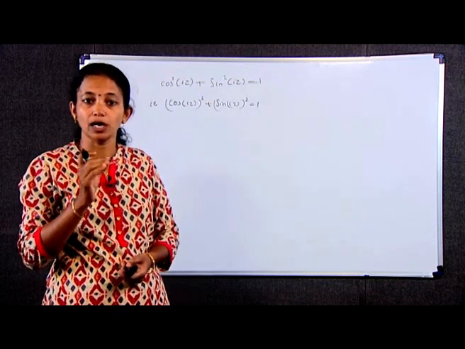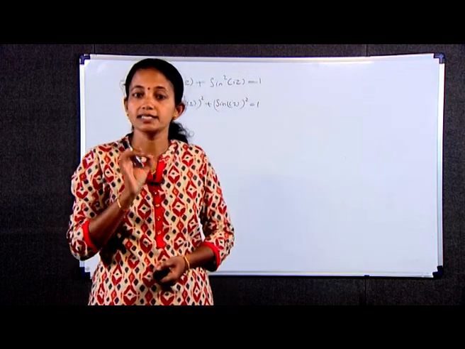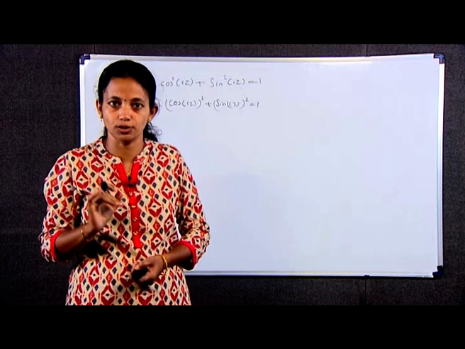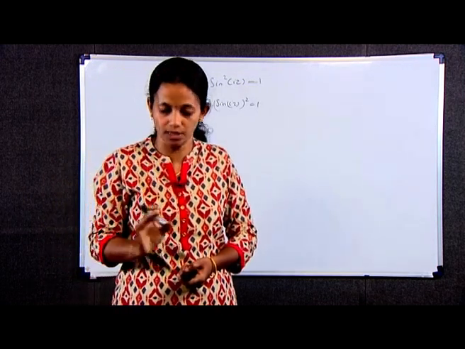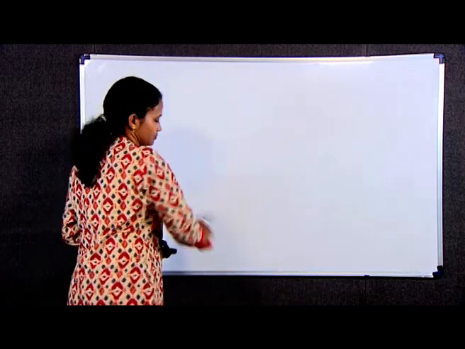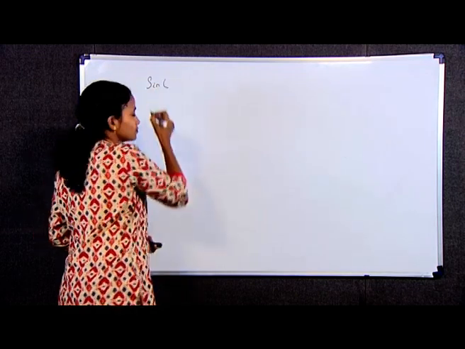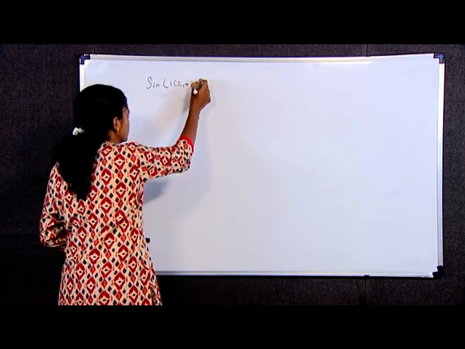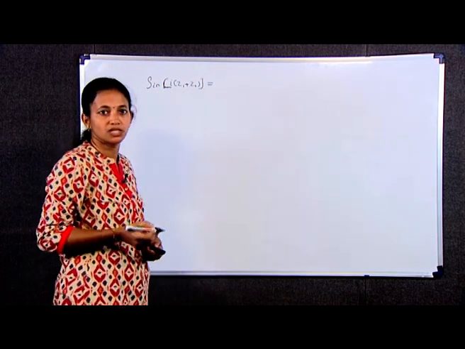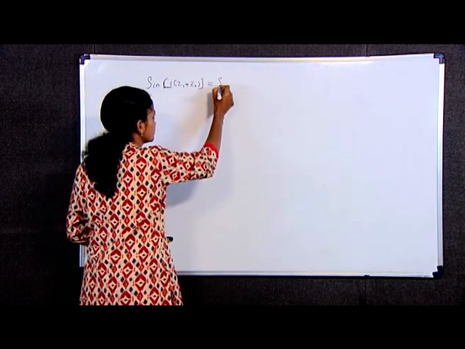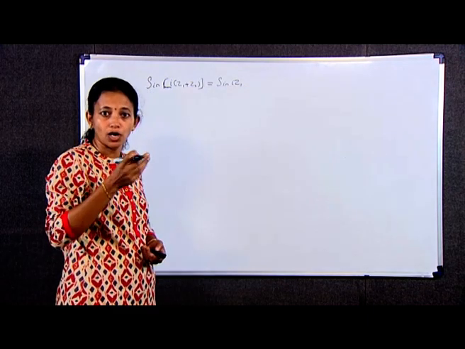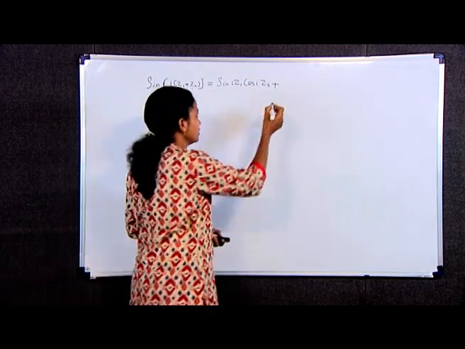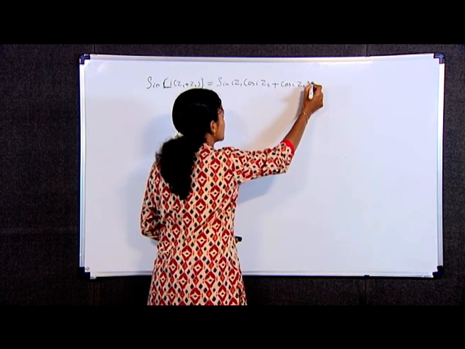Next, in the trigonometric identity, we have sin of z1 plus z2 is equal to, as we all know, sin z1 cos z2 plus cos z1 sin z2. Replacing z1 by iz1 and z2 by iz2, we obtain sin i(z1 plus z2), which is equal to sin iz1 cos iz2 plus cos iz1 sin iz2.